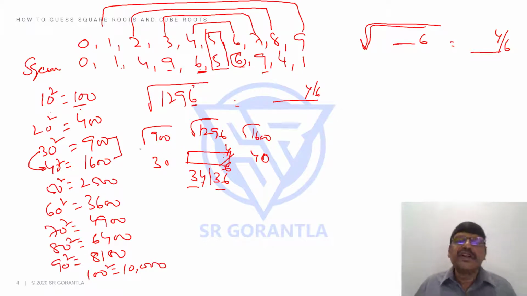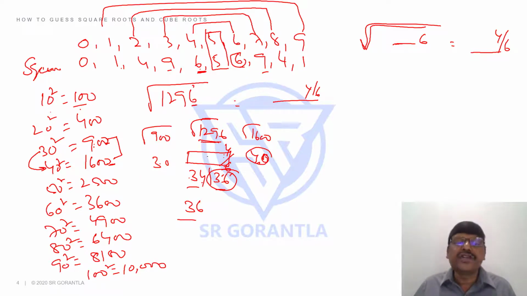One is, students, 1296 is almost 1300. Is it close to 1600 or is it close to 900? 1296 is about 1300, which means it's closer to 1600 than 900. Hence my answer will be closer to 40 than 30. Hence 36 is closer to 40 than 34. Hence my likely answer is 36. That's one way of doing it.